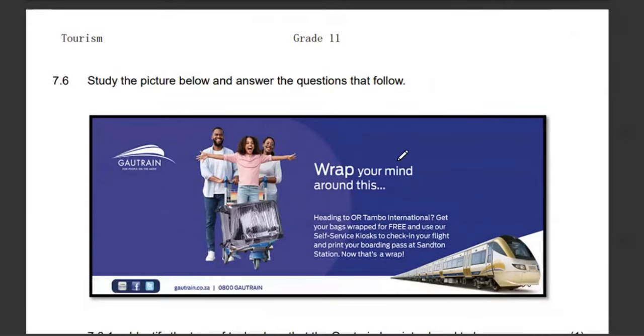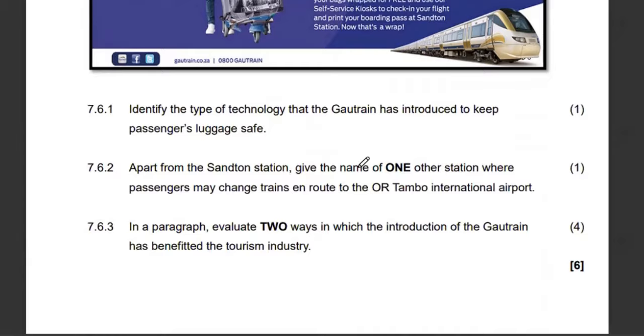Gautrain, wrap your mind around this. Heading to OR Tambo International Airport, your bags wrapped for free, and use our self-service kiosks to check in your flight and print your boarding pass at Sandton station. So now that's a wrap.